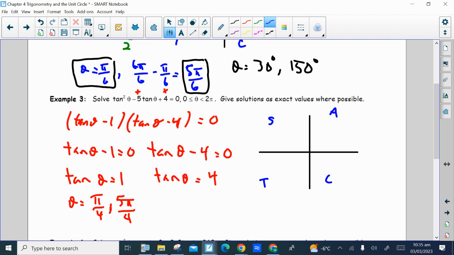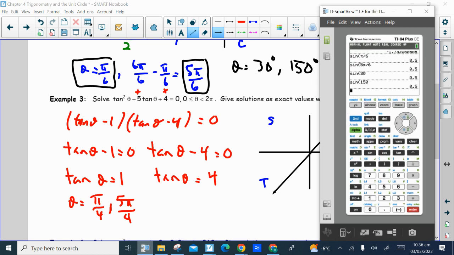In this case, the tan of theta is a positive value, positive 4. So the CAST rule tells us that tan is positive in the first quadrant and the third quadrant. That's where our terminal arms will lie. And to find the reference angle, we need to use our calculator in radian mode, because we want our answers in radians, and we need to go second function tan of 4.